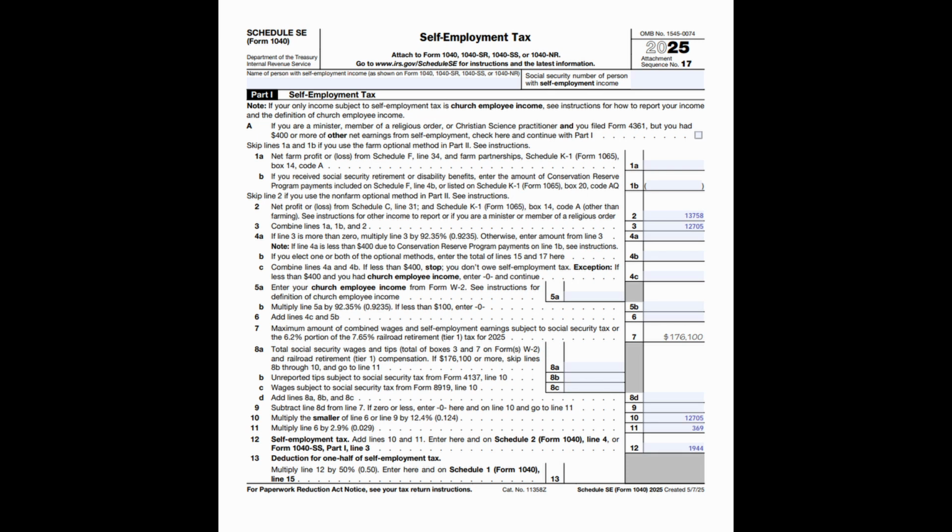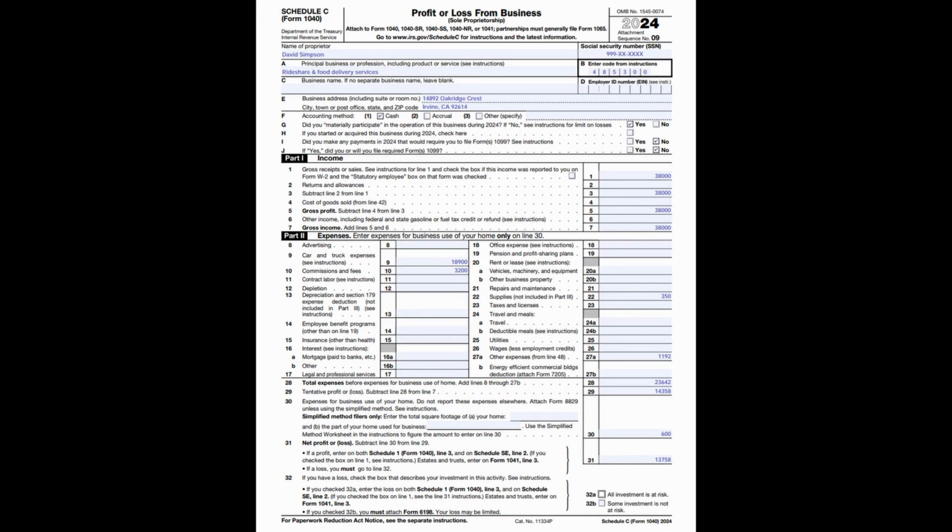So here's David's Schedule SE all filled out. Line 1A and line 1B skip. These are only for farm income or conservation program payments. David isn't a farmer, so these lines stay blank. Line 2, net profit or loss from Schedule C. We enter his net profit, $13,758. This pulls directly from Schedule C, line 31. This is David's Uber and DoorDash profit after all his business expenses.